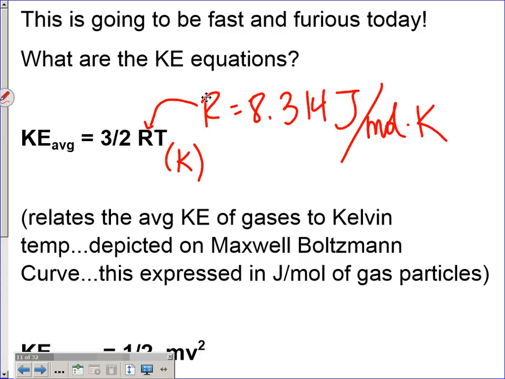your sample of gas. Okay, so how is this depicted on the Maxwell-Boltzmann curve? That's why I left all this space here. I'll draw right here. You have your Maxwell-Boltzmann curve, and your average kinetic energy will be related to where most of your gases are, or most of them are at a specific speed, which will be in the middle part of the bell curve. Okay, so that's one equation.